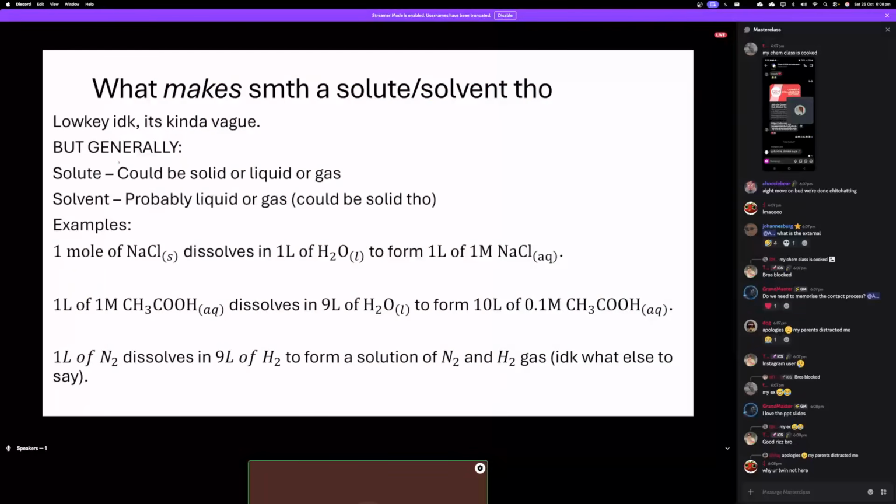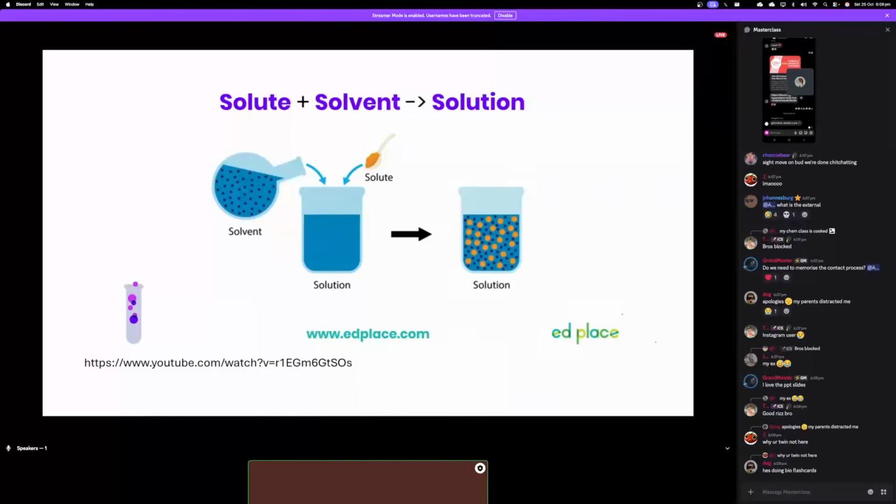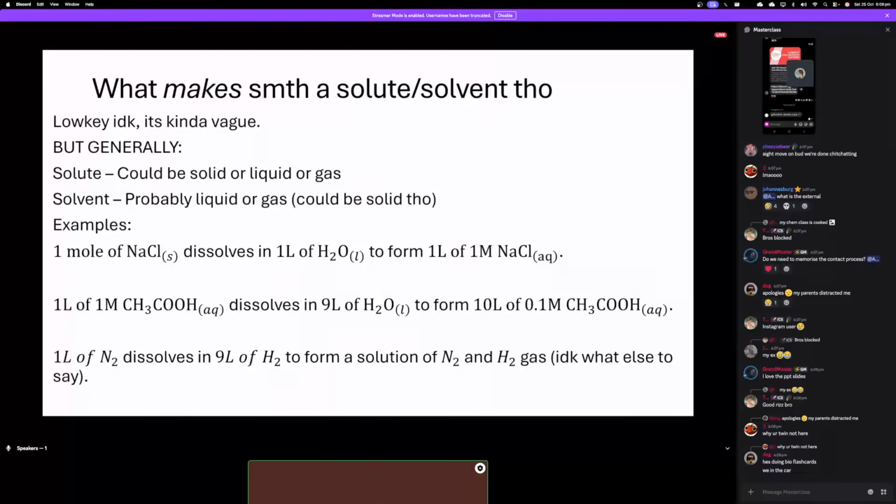The solute can be any state of matter. Commonly, you'll see some solid sodium chloride, right? And you're dissolving it or something. But it really can be anything. So solute could be anything.